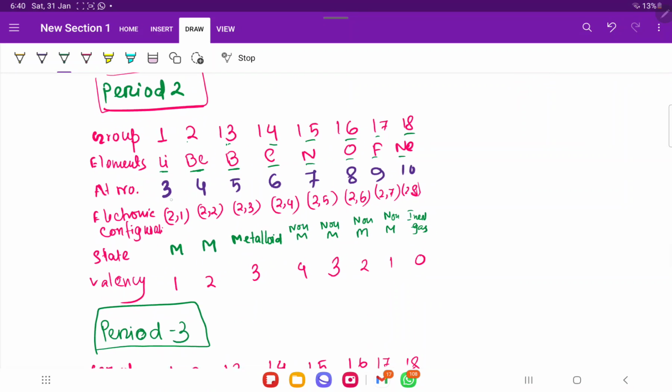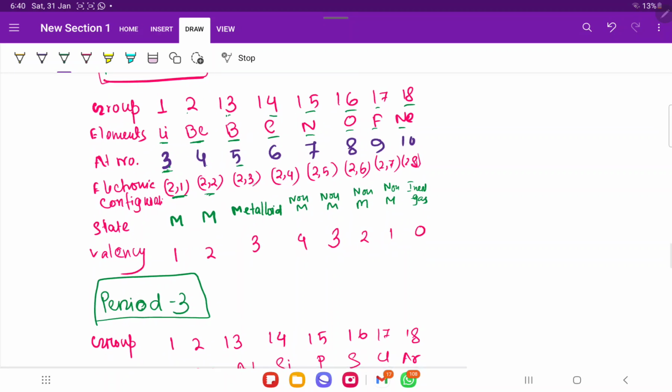Now their atomic numbers: lithium is 3, right? If the atomic number is 3, the electronic configuration will be 2 and 1. In beryllium it is 4, so the electronic configuration is 2, 2. In boron it is 5, right? The total number of electrons is 5, so the configuration is 2 and 3. In carbon it is 6, so the configuration is 2, 4.